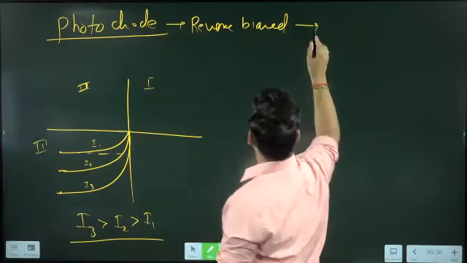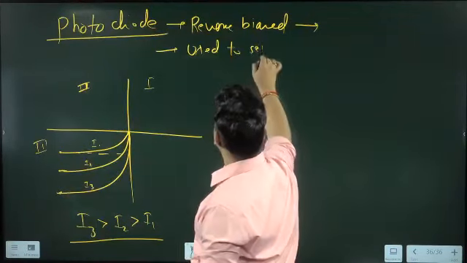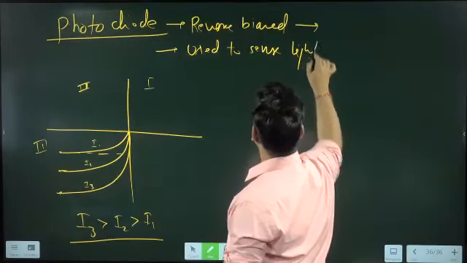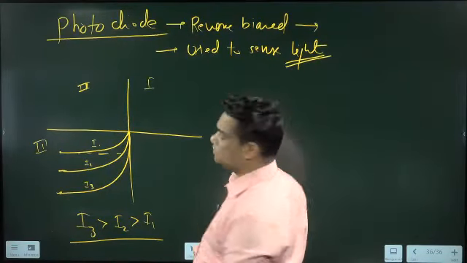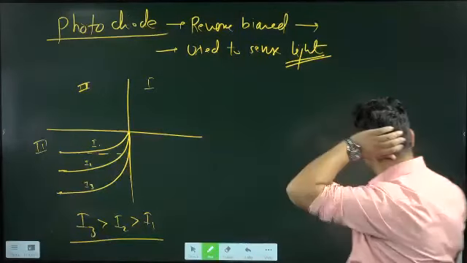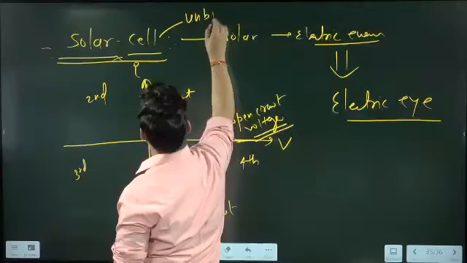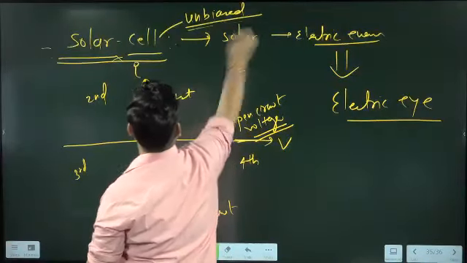Okay. It is used to sense light. That's why it is used in reverse bias, for the sensitivity to light. A solar cell is unbiased. Okay, you remember this one is the unbiased.